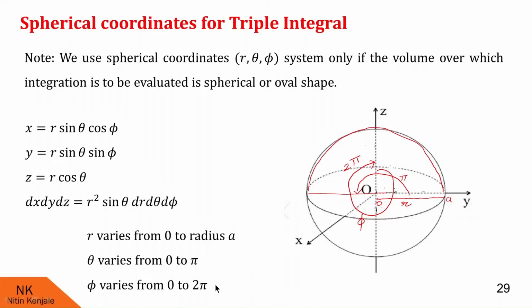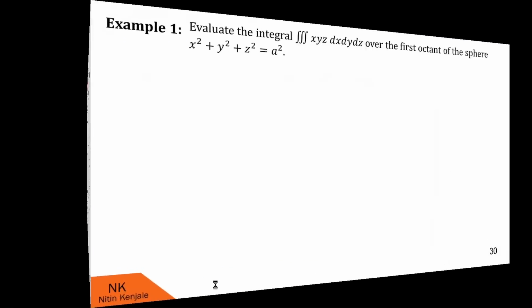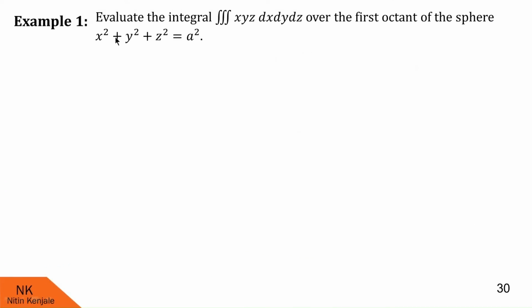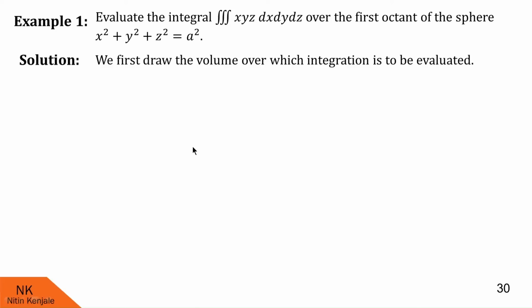Now let us solve some examples on this. In this first example, we are asked to evaluate the triple integral of x into y into z dx dy dz over the first octant of the sphere given by equation x square plus y square plus z square is equal to a square. Guys, this is the equation of a sphere centered at origin with radius a. So let us first draw this volume.